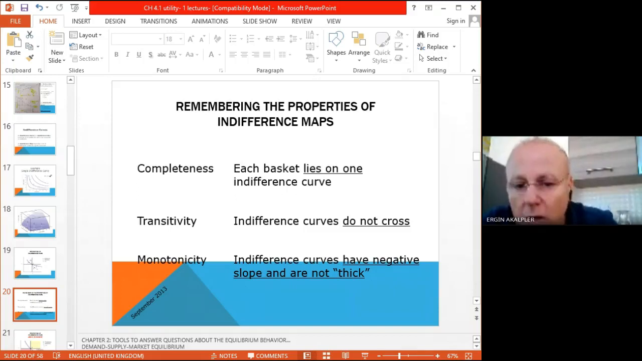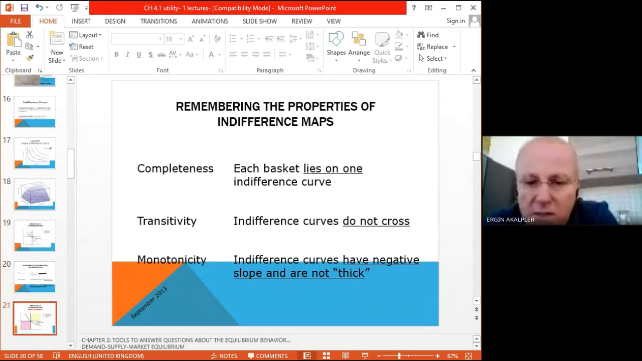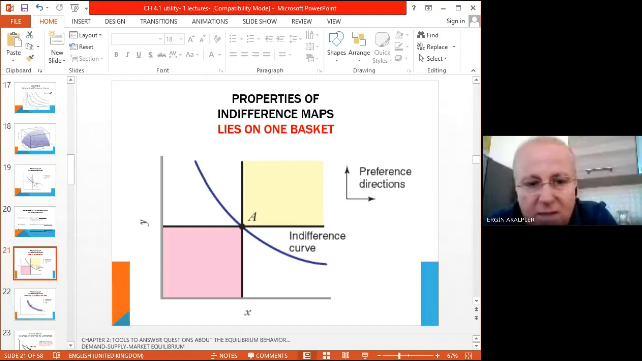Because if it is thick, then of course the upper level and the lower level of this thick curve are not equally distributed. Therefore, an indifference curve, as I said to you, lies on the same basket, and is not, of course, in a different basket.